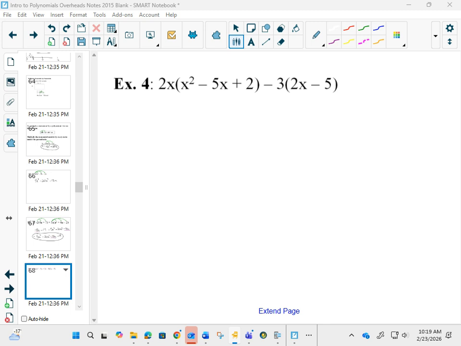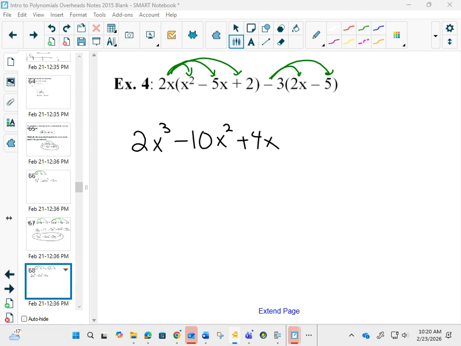Let's see how you did on this one. First of all, did you draw the arrows? Next. When you multiply these ones, you'll get 2x cubed minus 10x squared plus 4x. You get 1 mark for that. Then minus 6x plus 15. Step 1. We still have one more step, but I'm checking how we did on that one.